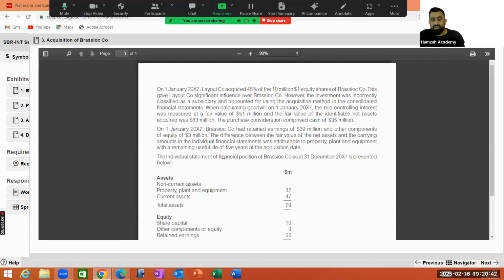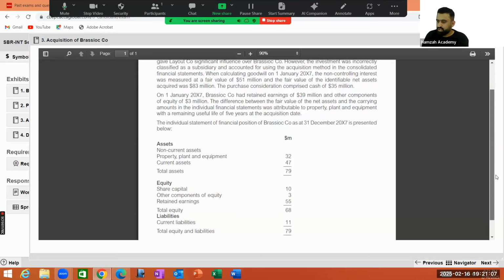On 1st January X7, retained earnings were 39, other component of equity was 3, and the difference between the fair value of the net assets and the carrying amount in the individual financial statements was attributable to property, plant, and equipment with a remaining life of 5 years at the acquisition date. Now, the individual financial position of B company as at 31st December X7 is as follows.